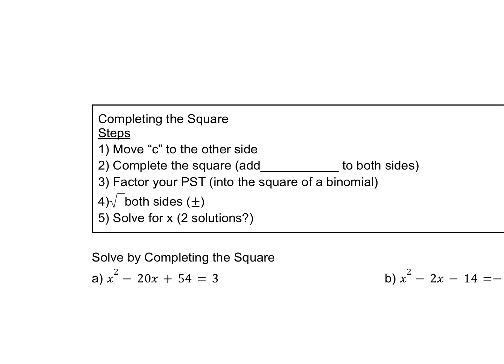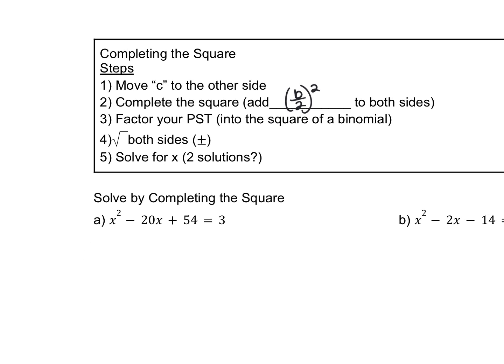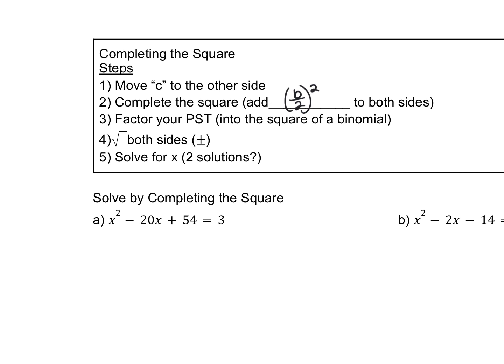Okay, now completing the square. So you will have to do this on your test. I remember a couple problems actually. So first thing when you're doing this is move the c to the other side, then complete the square. The formula is you take the b term divided by 2, squared, and you add whatever that is to both sides. Factor your perfect square trinomial, square root both sides, and then solve.